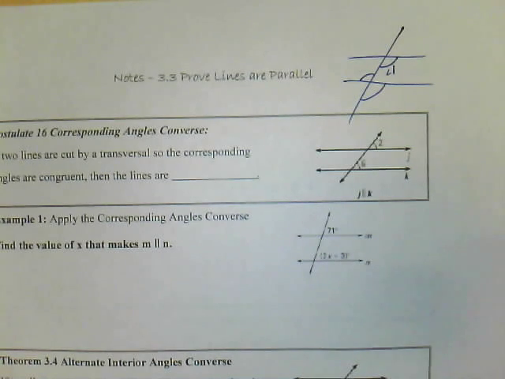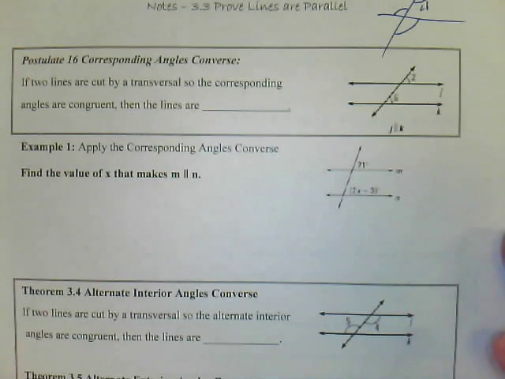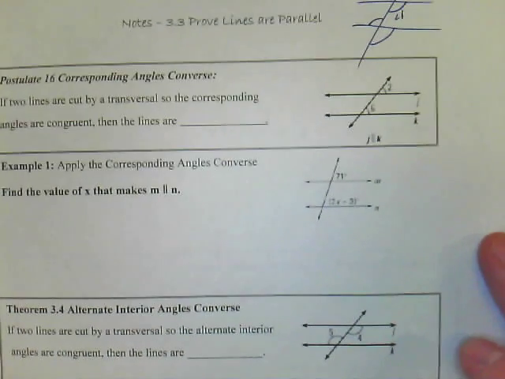In 3.3, we're going to be going the other way. We're not going to start with the fact that the lines are parallel and then go to the angles being congruent. We're going to start with the angles being congruent and show that that tells us the lines are parallel. So it goes both ways. If the lines are parallel, then the angles are congruent, or if the angles are congruent, the lines must be parallel as well. That's what we're going to be talking about in 3.3, going the opposite direction as we did in 3.2.